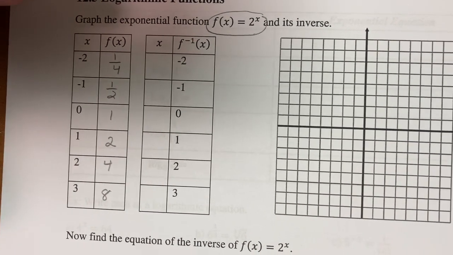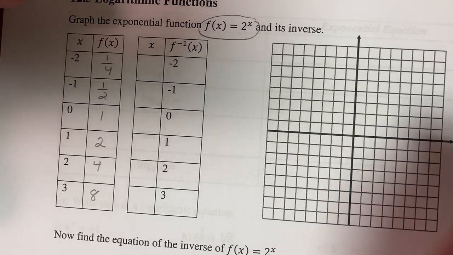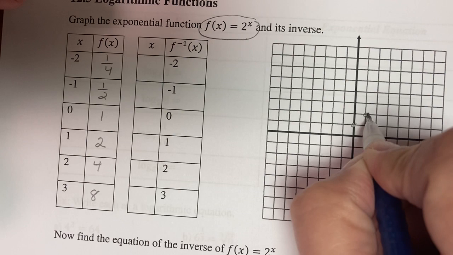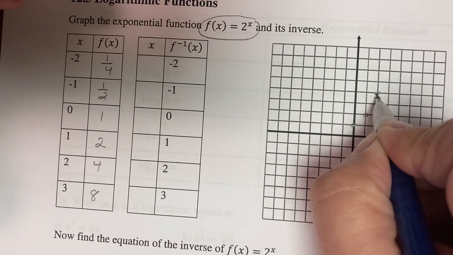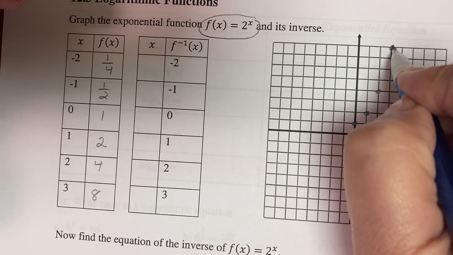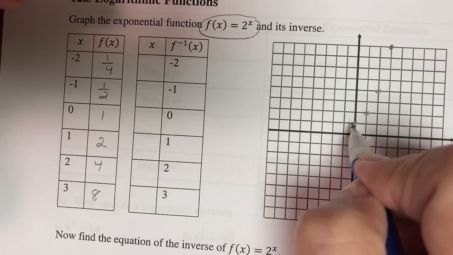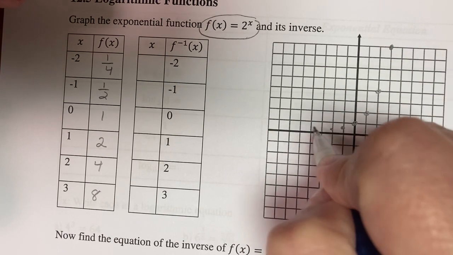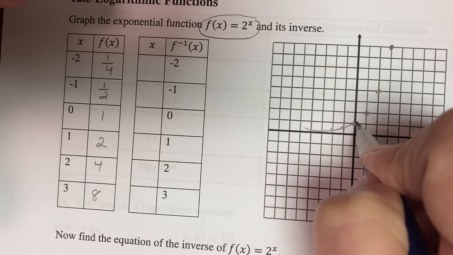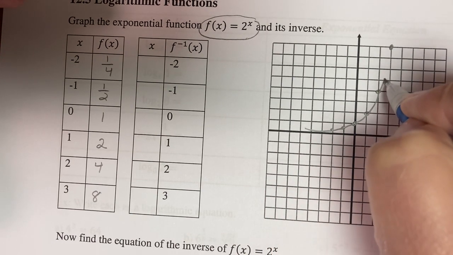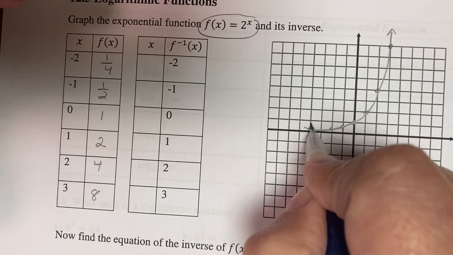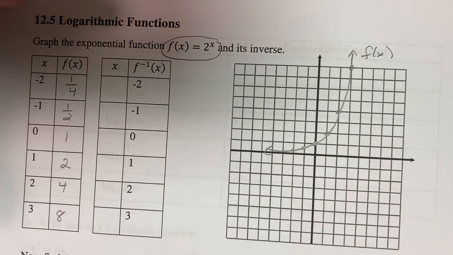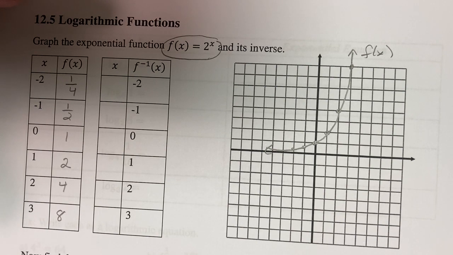So if I plot those values, I'm going to have 0, 1 is here, 1, 2, 2, 4, 3, 8, negative 1, 1/2, negative 2, 1/4. This should look familiar. We just graphed this. So there is my exponential function f of x, which is 2 to the x.